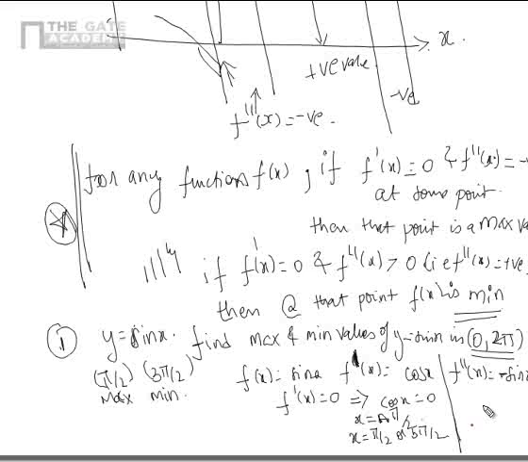Now f double dash of x is minus sin x. So we evaluate f double dash at both the points. What is f double dash of pi by 2 and what is f double dash of 3 pi by 2?